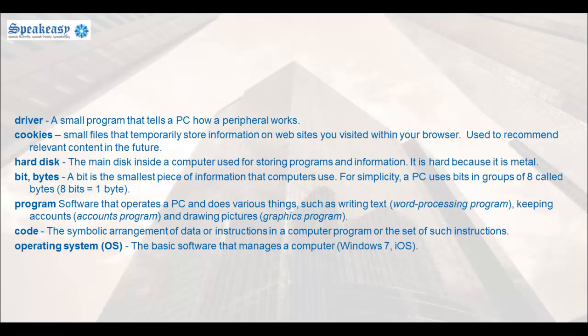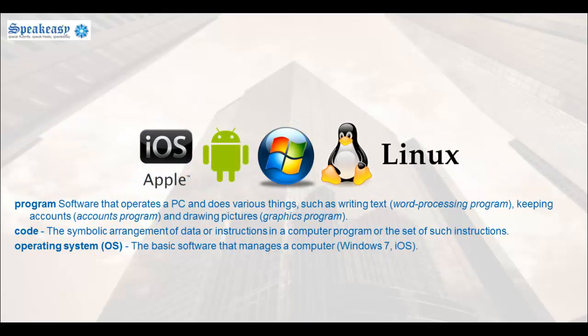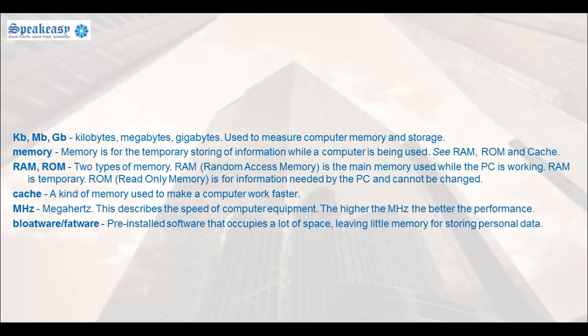Code. The symbolic arrangement of data or instructions in a computer program or the set of such instructions. Operating system. The basic software that manages a computer, for example Windows 7 or iOS. KB, MB, and GB are abbreviations for kilobytes, megabytes, and gigabytes, used to measure computer memory and storage. Memory is used for storing information while a computer is being used.